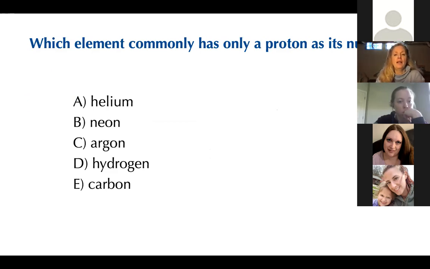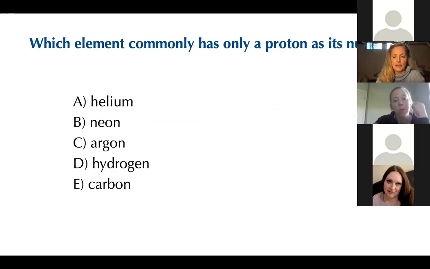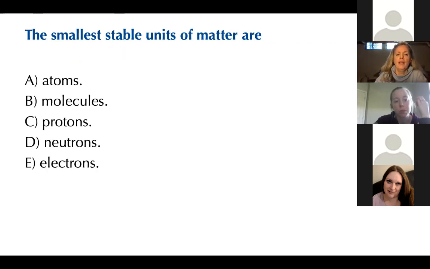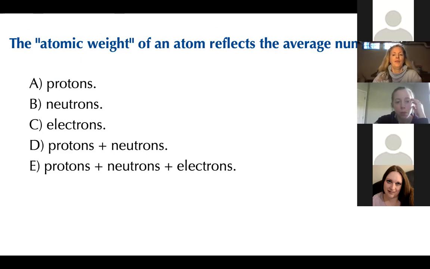Which element commonly only has a proton at its nucleus? Hydrogen. And that's why you'll so often hear hydrogen referred to as a proton. Okay. The innermost electron shell in an atom holds up to how many electrons? B, 2. The innermost is 2. Yep. 8 is the outer ones, the outer ones beyond that. And the smallest stable unit of matter, once again, is the atom. Okay.